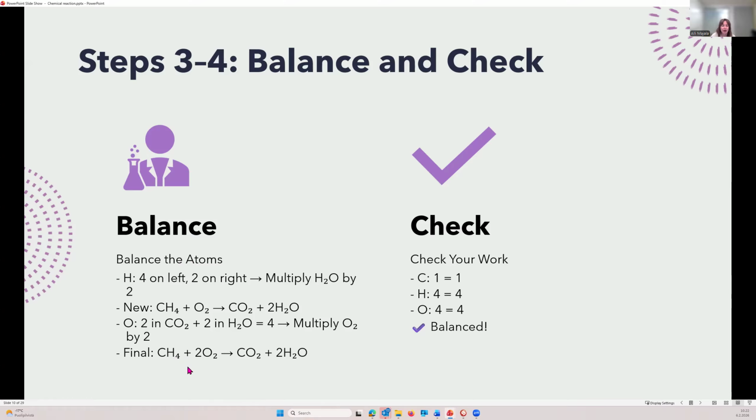And now you have to also, of course, balance the oxygen. So here you had 2 oxygens, and also here 2 oxygens. So you have to write 2 in front of the oxygen as well. Then you check, and it's balanced.